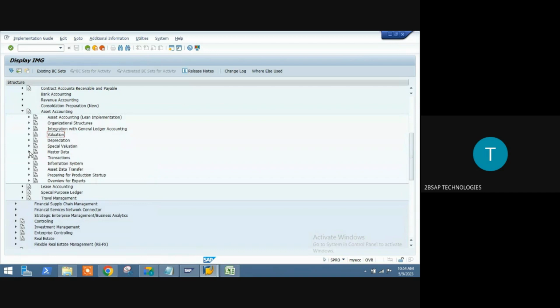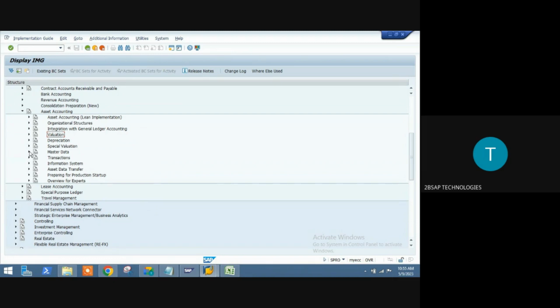Asset accounting is one of the sub-modules in FI, financial accounting. Okay. Next. One of the sub-modules in FI.